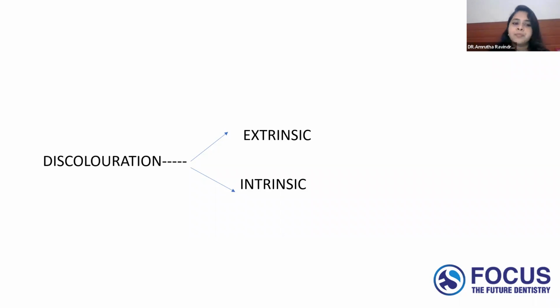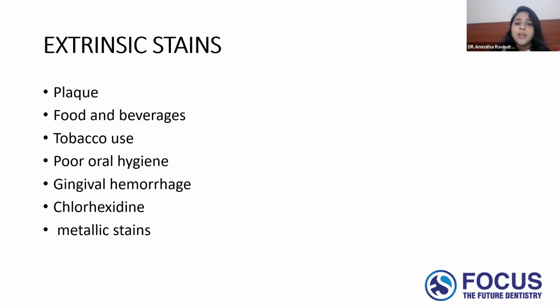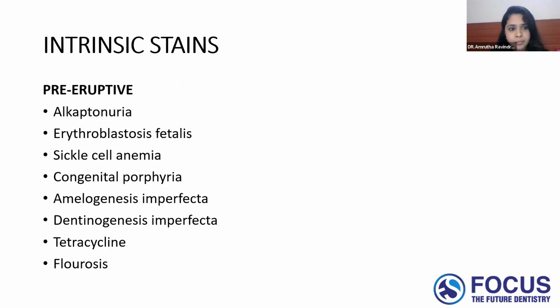Okay. So discoloration can be due to external causes, which are extrinsic factors, and internal causes, which are intrinsic factors. Extrinsic factors include plaque on the teeth, food and beverages like colored foods which we take, tobacco use, poor oral hygiene, gingival hemorrhage, excessive use of chlorhexidine mouthwash, and metallic stains from medicines.